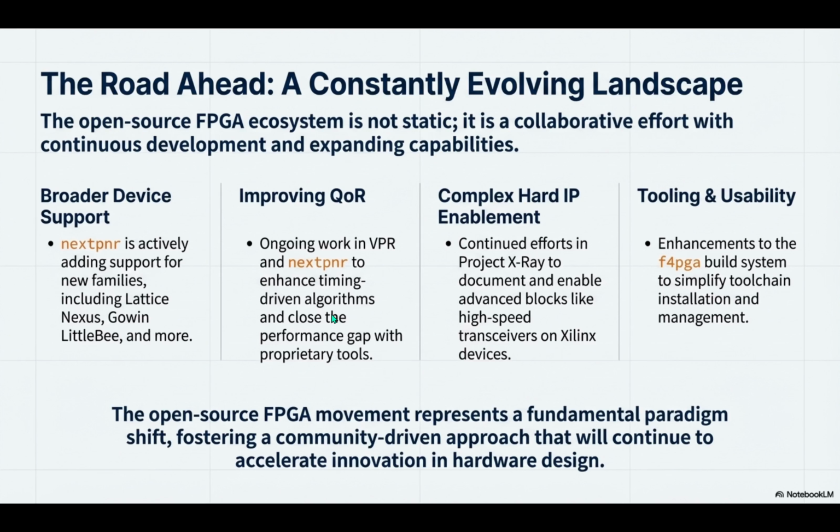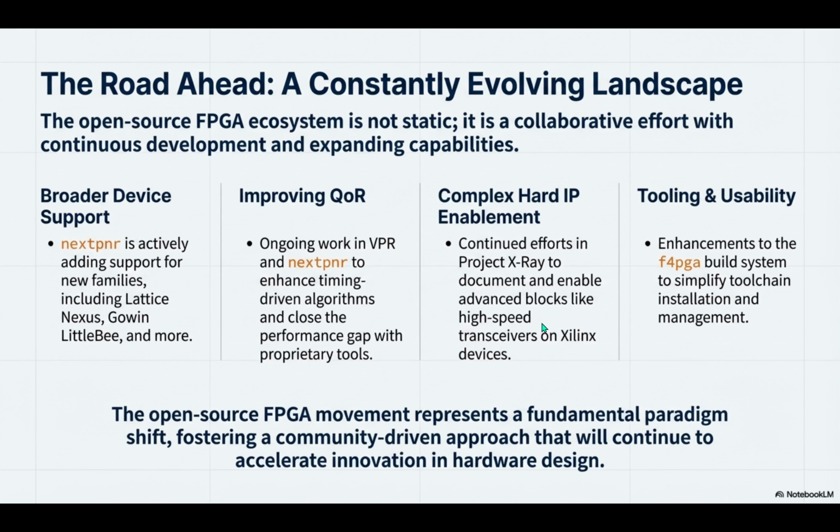And what about that performance gap? They're focused on it intensely, improving QoR. There's active work in VPR and nextpnr to enhance the timing-driven algorithms, which means that 2.27x slower speed gap is constantly shrinking. And, of course, the ongoing work in projects like X-Ray to enable complex hard IP is key to unlocking full functionality on those advanced high-speed blocks.